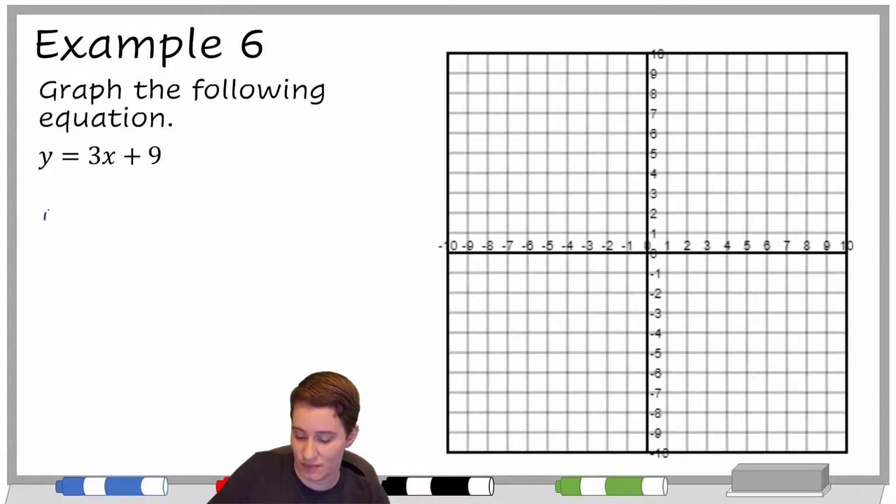So m is 3, and b is 9. We will turn 3 into 3 over 1. Now, our y-intercept is at 9. We're supposed to go up 3 and right 1. Oh no, I'm out of room.